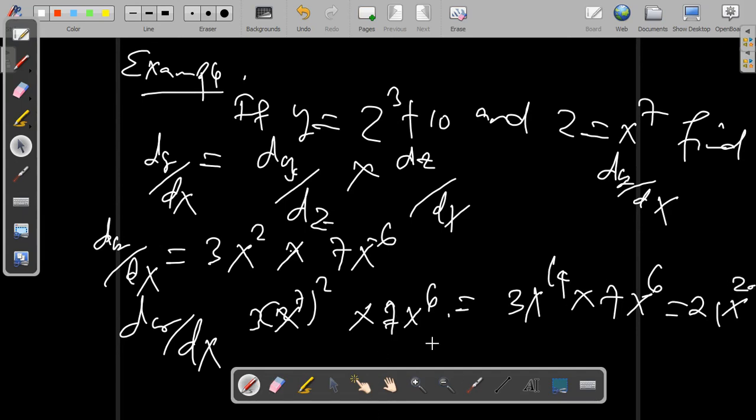So this is how we apply solving derivatives by what is known as the chain rule or function rule.